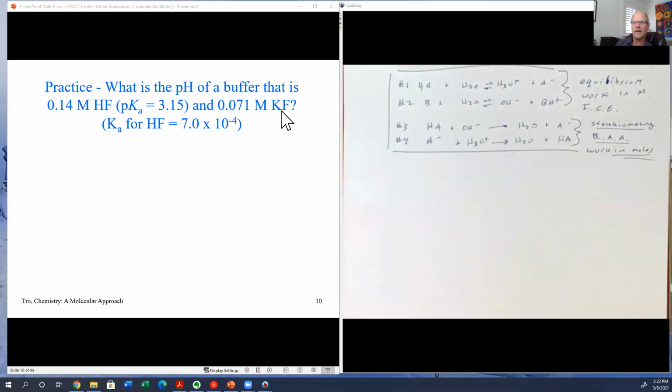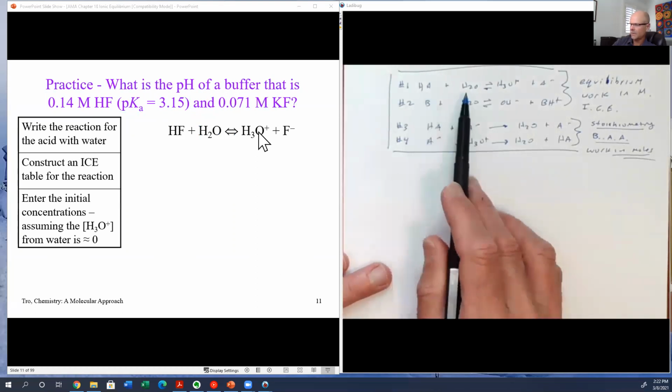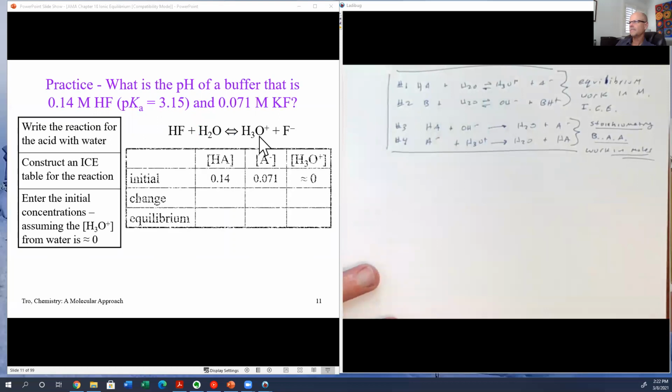How do I find the pH of that? Well, I work an equilibrium problem. Here's the reaction: HF plus H2O gives H3O plus and F minus. That's equation number 1 here. And this ice table has these switched around, unfortunately, but it's okay. You guys can figure that out. H3O is here and A minus is here, but it's the same thing.